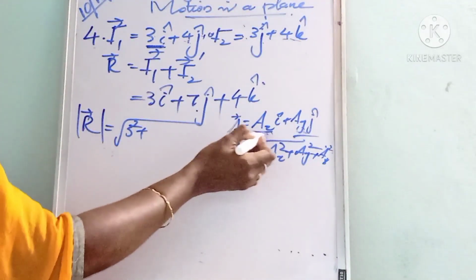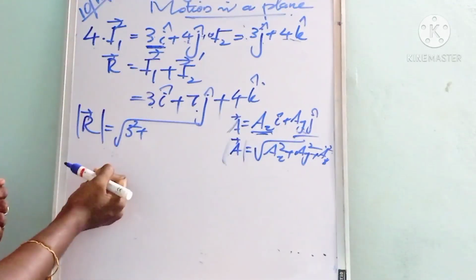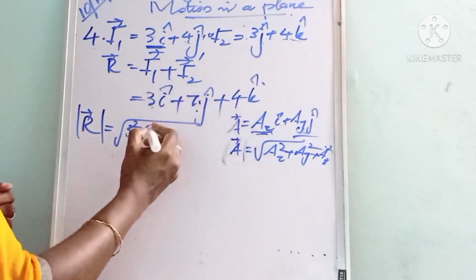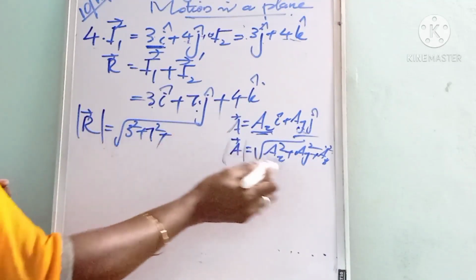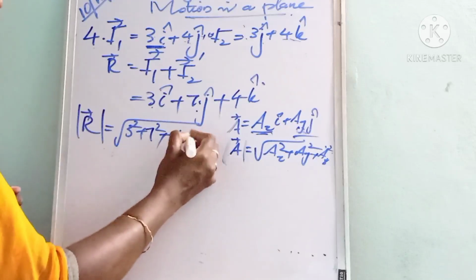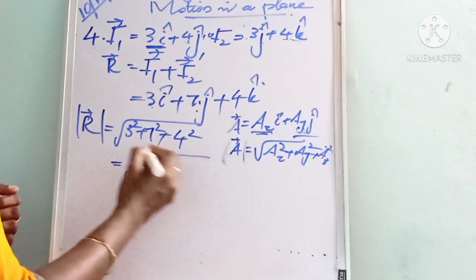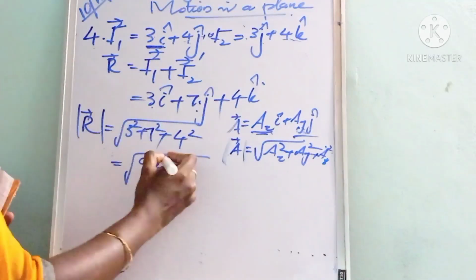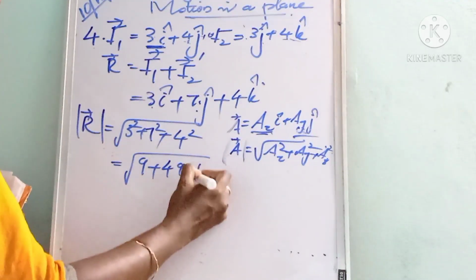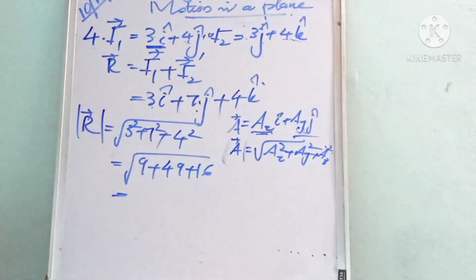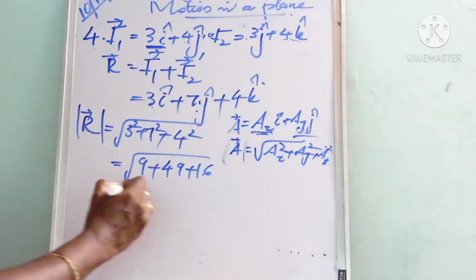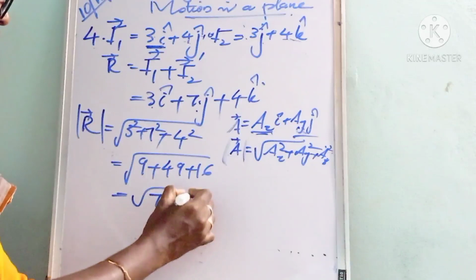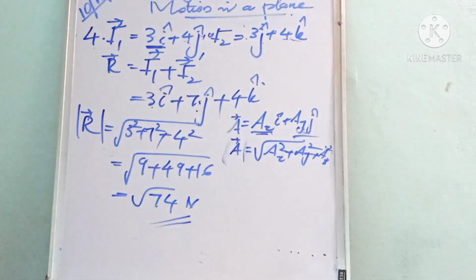Okay, in the place of ax, here it is 3 square. Then in the place of ay, here it is 7 square, plus az, it is 4 square. So we can write 3 square is 9, then 7 square is 49, then 4 square is 16. By adding all these things, we will get root 74 Newton. This is the magnitude of the resultant vector, root 74 Newton.